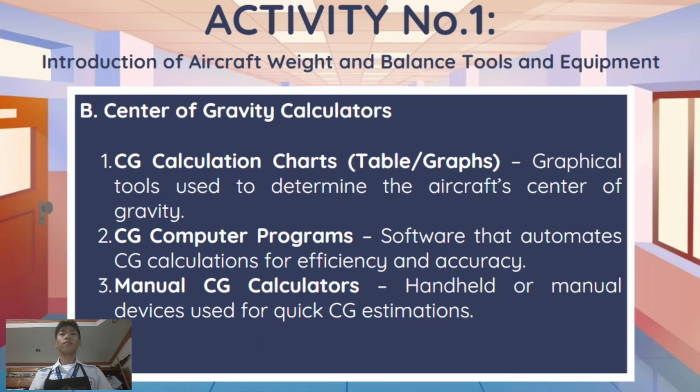B. Center of gravity calculators. 1. CG calculation charts, tables or graphs. Graphical tools used to determine the aircraft center of gravity. 2. CG computer programs. Software that automates CG calculations for efficiency and accuracy. 3. Manual CG calculators. Handheld or manual devices used for quick CG estimations.